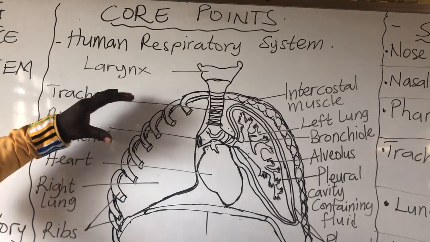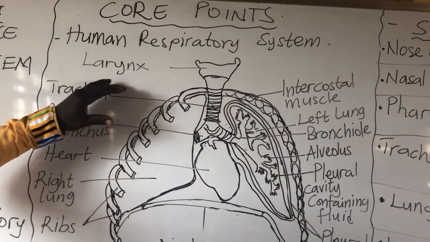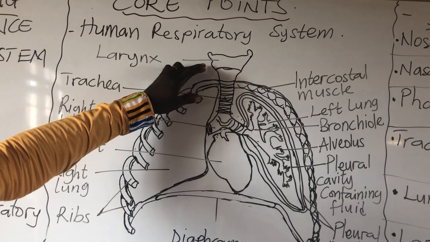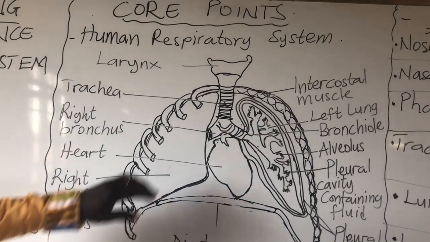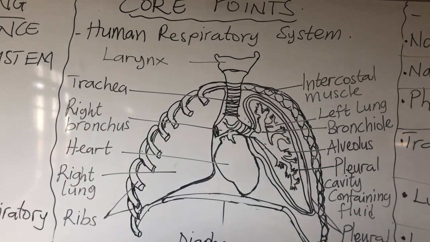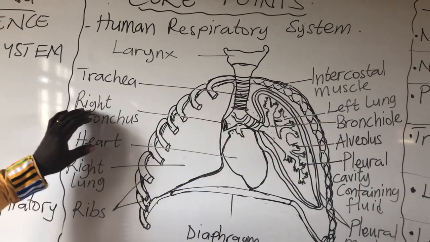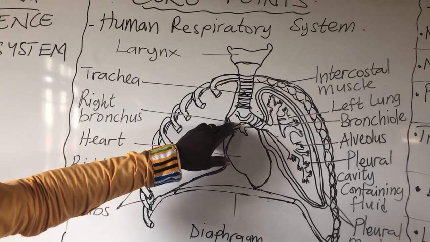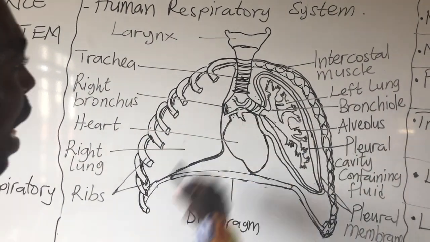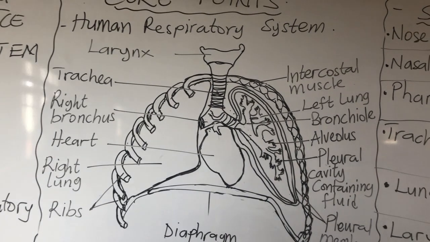Now, to proceed with today's lesson, let's look at the diagram of the respiratory system. Now we have this structure here. This part is the larynx, and here we have the trachea. We also have the right bronchus. This part is the right bronchus. And we also have the left bronchus as well.